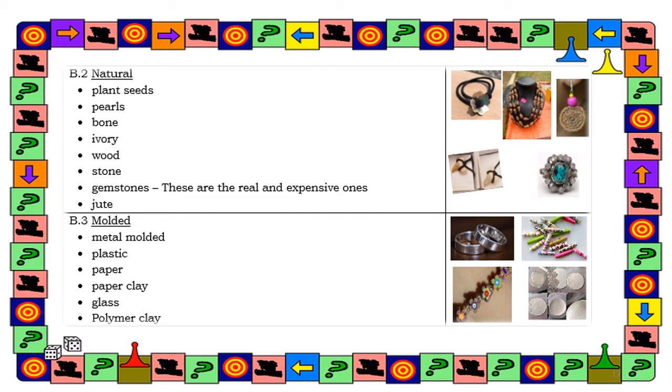Then we have those that are molded beads. So they can make a different shape out of these beads, not the usual round ones or the natural ones. So these are the metal molded, plastic, paper clay, glass, and the polymer clay.